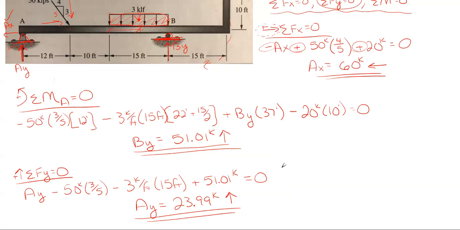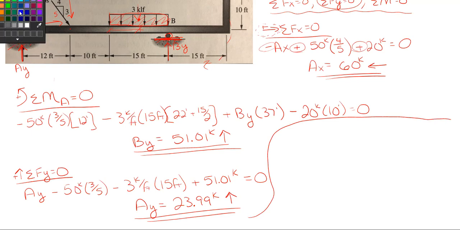Now, whenever you're doing beam reactions, there is always a way to check your answers. And the best way to check your answers is just to sum moments about the point or the other reaction you did not sum about. So we originally summed about point A over here. So now let's sum about point B and see if we can get everything equal to 0. So summing moments about point B, we'll take counterclockwise as positive. Of course, this will be our check.